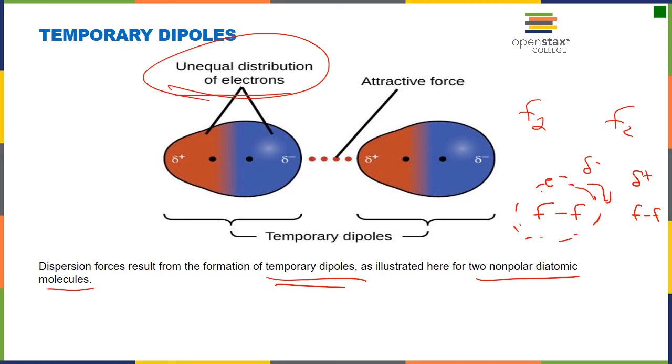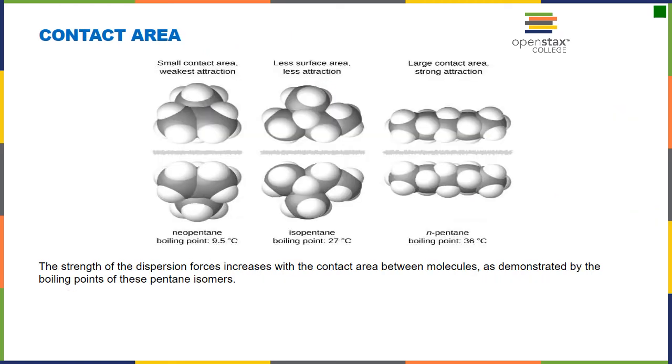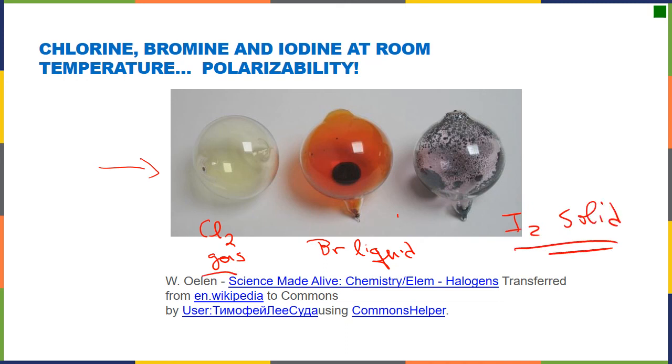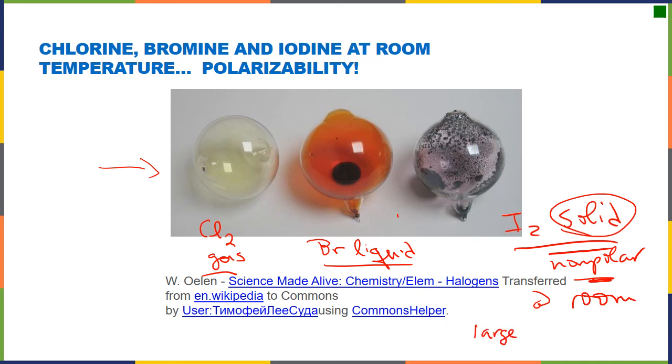Now we know this occurs because we can make these guys stick. For example, if we have chlorine, bromine, or iodine at room temperature, chlorine is a gas, bromine is mostly a liquid, and iodine is a solid. So, gas, liquid, and solid. First of all, iodine is nonpolar. So why would a nonpolar molecule be a solid at room temperature? The answer is because it has large dispersion forces.